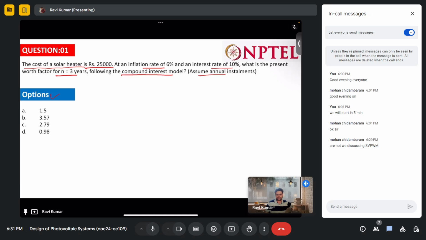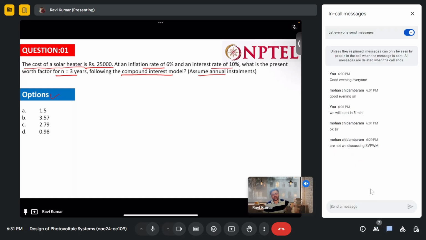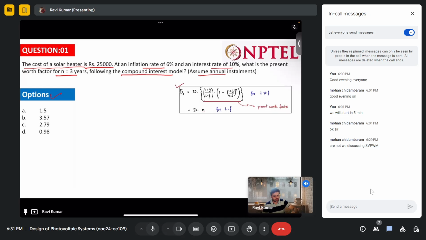Do you require any formula for this? We require a formula which should have both the inflation rate and interest rate. Okay, I am giving you the formula. So this is the formula which we will be utilizing. So we just require this particular thing. The question is asking about this present worth factor.